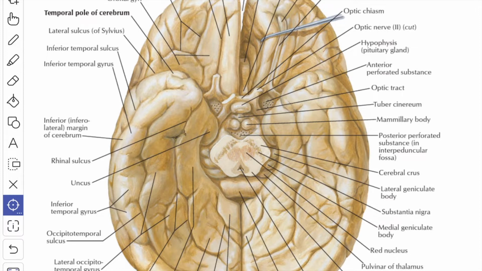The first cranial nerve is the olfactory nerve. So this is the olfactory nerve. And the second cranial nerve is the optic nerve. So these two cranial nerves are attached to the forebrain.